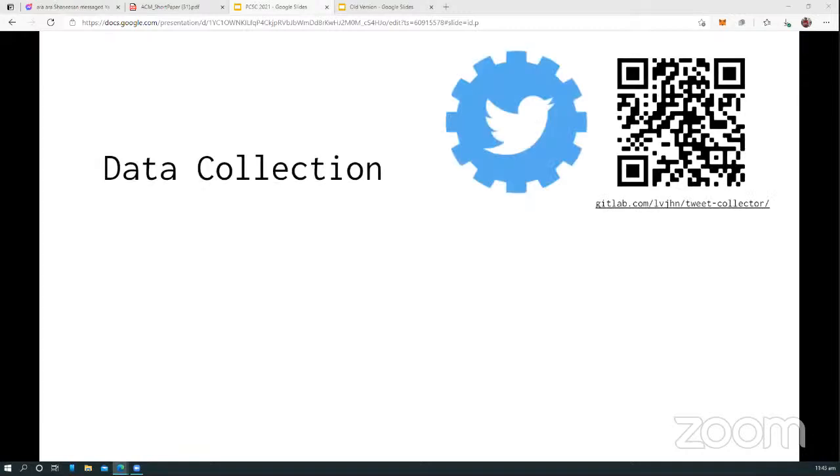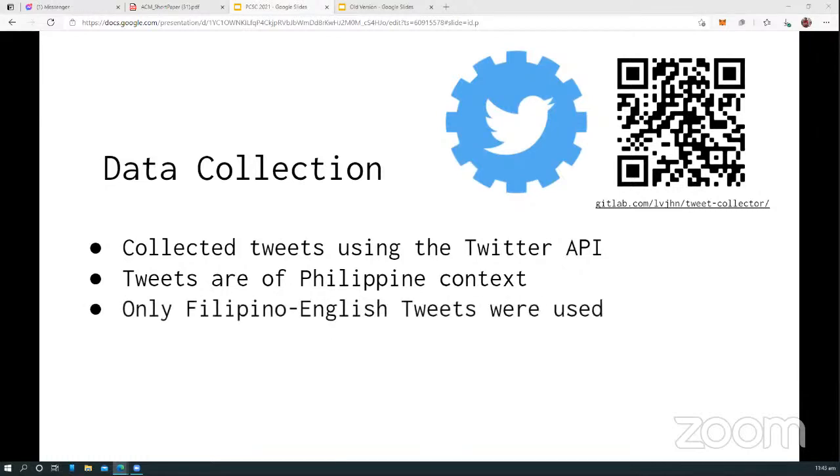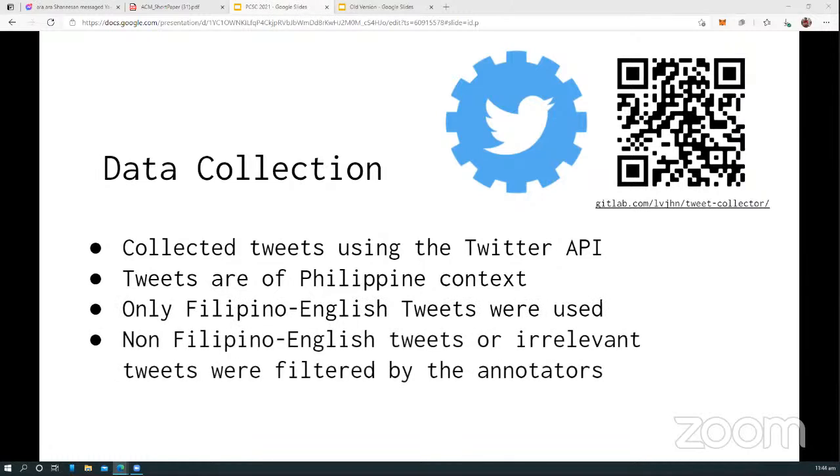So for the data preparation, the data involved in this research are tweets collected using the Twitter API. A program that uses the API was made by the researchers and is hosted on GitHub. You may scan the QR code or visit the link to download the program. The procedures and algorithm used for the data collection are detailed in our paper. The search terms used to search for tweets are mostly about topics under the Philippines context. Only Filipino English tweets were used, and non-Filipino English tweets or irrelevant tweets were filtered by our volunteer annotators. The algorithm used to get the tweets is stipulated in the paper.